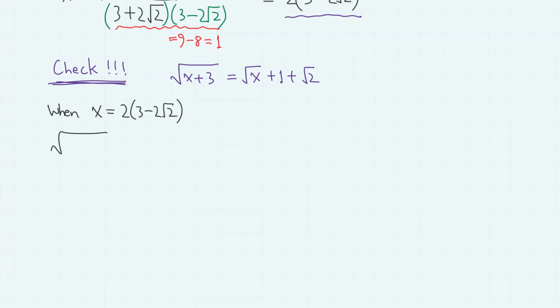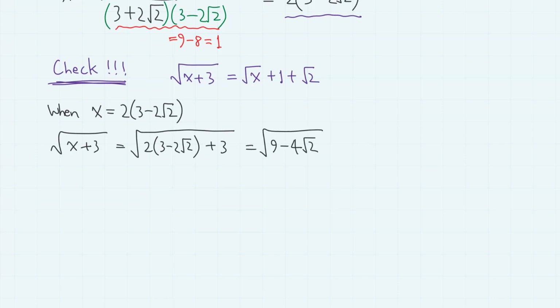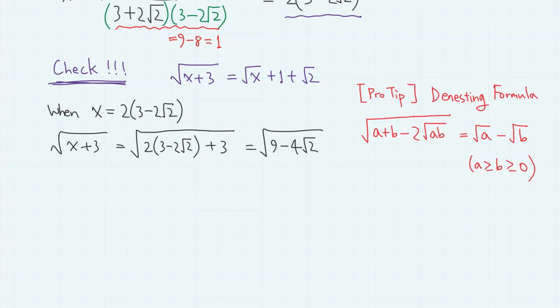For the left-hand side, which is square root of x plus 3, we have square root of 2 times (3 minus 2 square root of 2) plus 3. So square root of 9 minus 4 square root of 2. Here, let us use the following denesting formula to remove the nested radical. If the inner part can be expressed as a plus b minus twice the square root of the product ab, then this inner part is (square root of a minus square root of b) squared, so it can be written as square root of a minus square root of b.